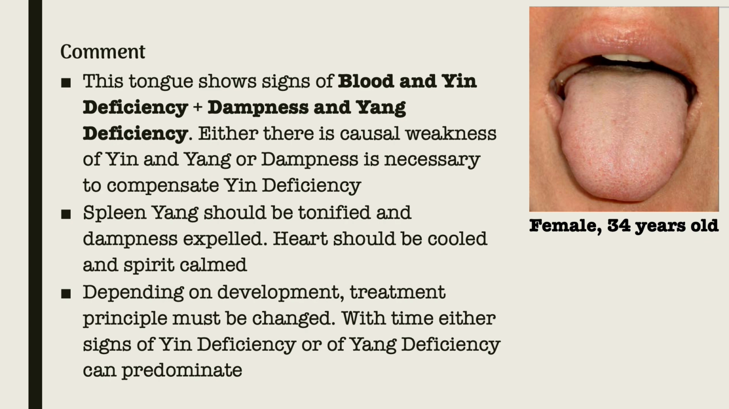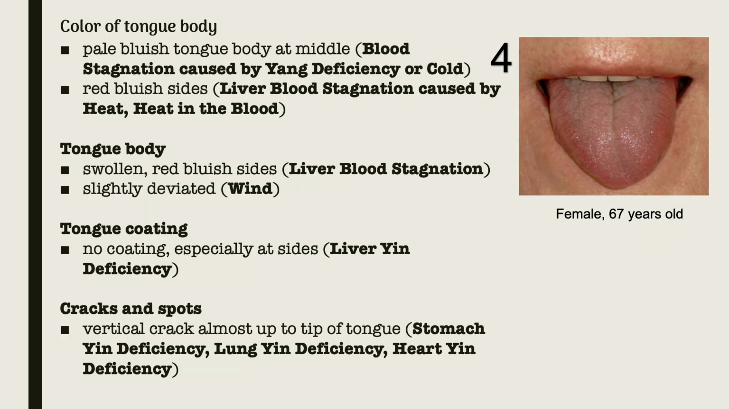Spleen yang should be tonified and the dampness expelled. And the heart should be cooled and the spirit, or the shen, should be calmed. Depending on development, the treatment principle must be changed. With time, either signs of yin deficiency or of yang deficiency can predominate. Let's proceed to case number 4.